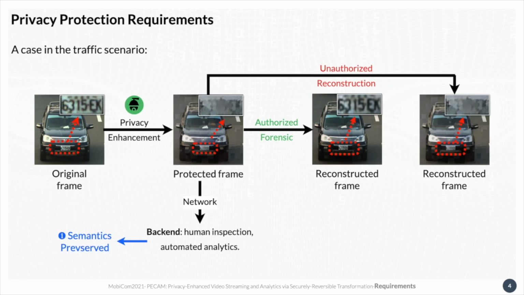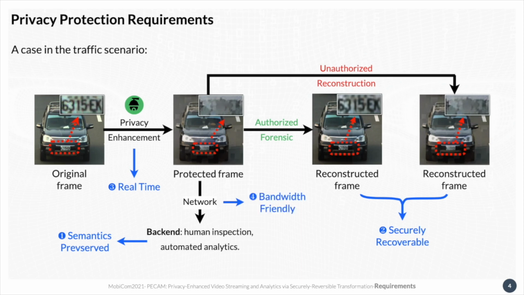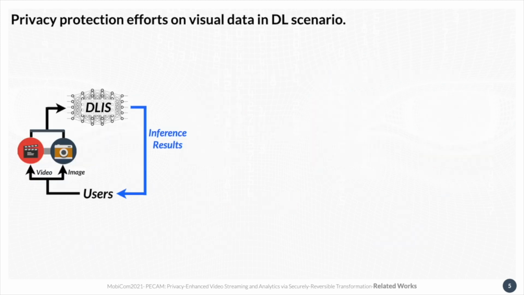The first requirement is to preserve the video semantics. The protected video should also be used for manual inspection and automatic algorithm detection. The second requirement is securely reversible. Only authorized people can recover the original video from the protected video, while the third requirement is real-time. The fourth requirement is bandwidth-friendly. Since the protected video will be sent to the back-end through the network for analysis, our privacy protection scheme does not increase bandwidth usage. Let's first introduce the related work of visual data privacy protection.